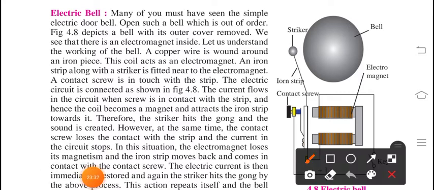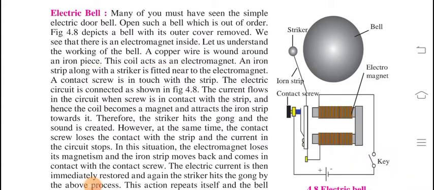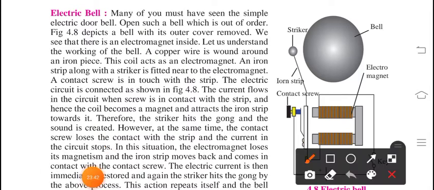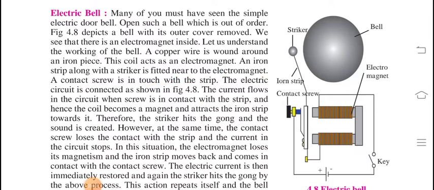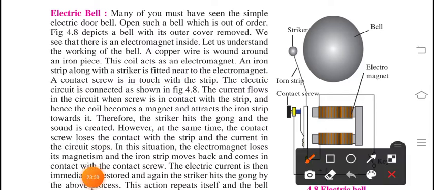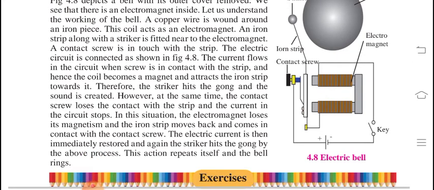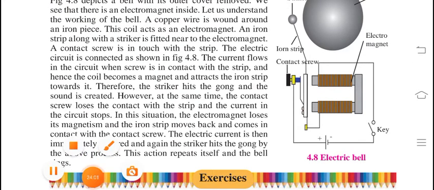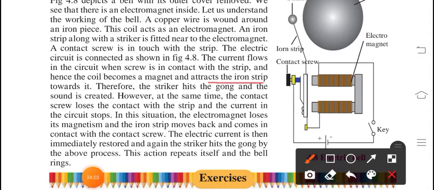A copper wire is wound around an iron piece. This coil acts as an electromagnet. An iron strip along with a striker is fitted near the electromagnet. A contact screw is touched with the strip. You can observe the construction given there on the right hand side. The current flows in the circuit when the screw is in contact with the strip, and hence the coil becomes a magnet and attracts the iron strip towards it. Therefore, the striker hits the gong and the sound is created.